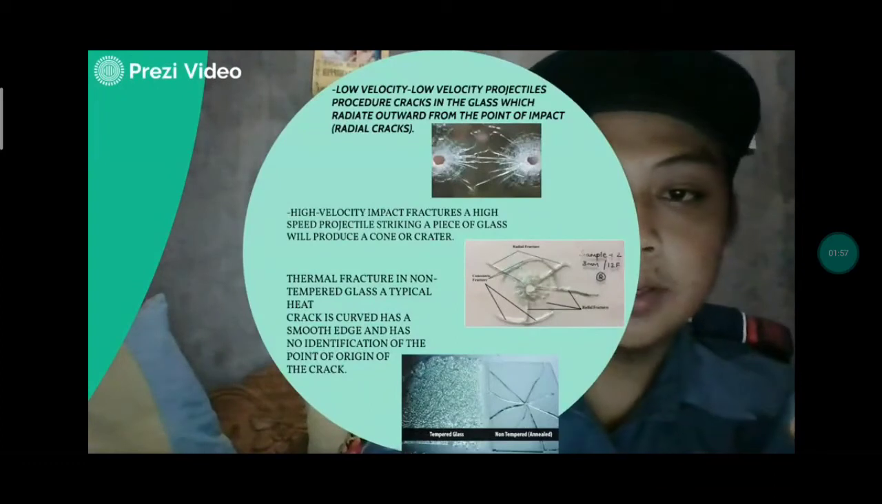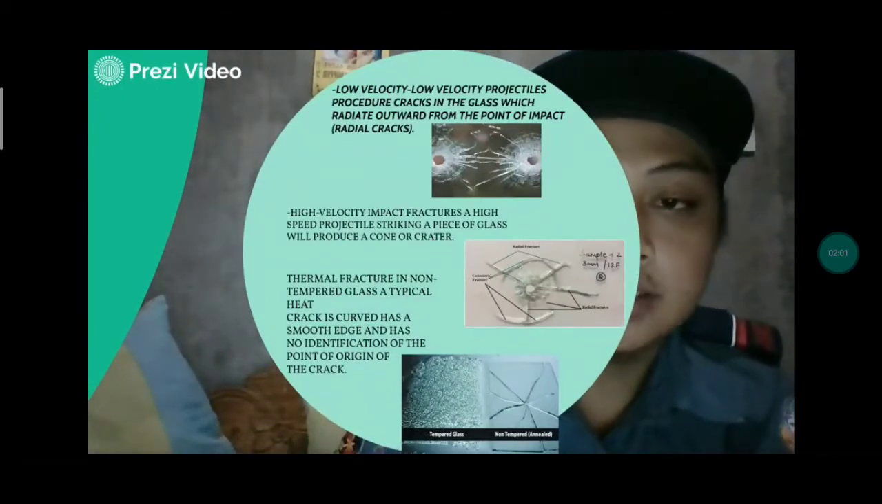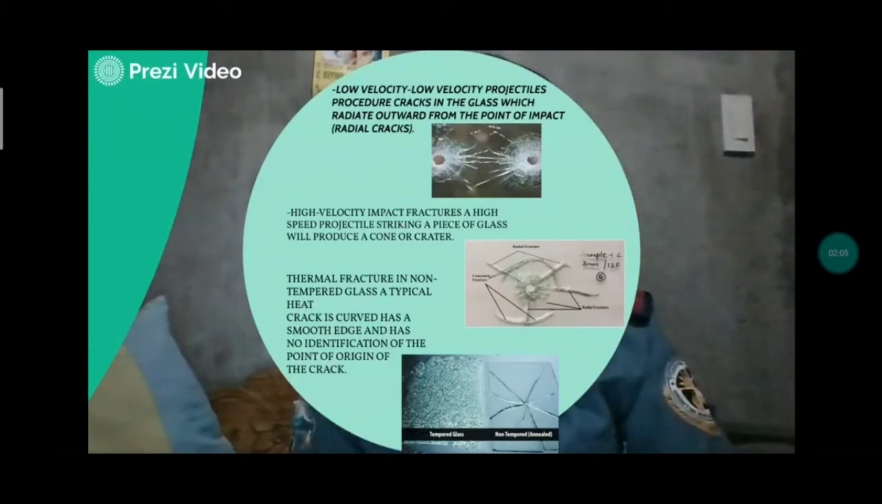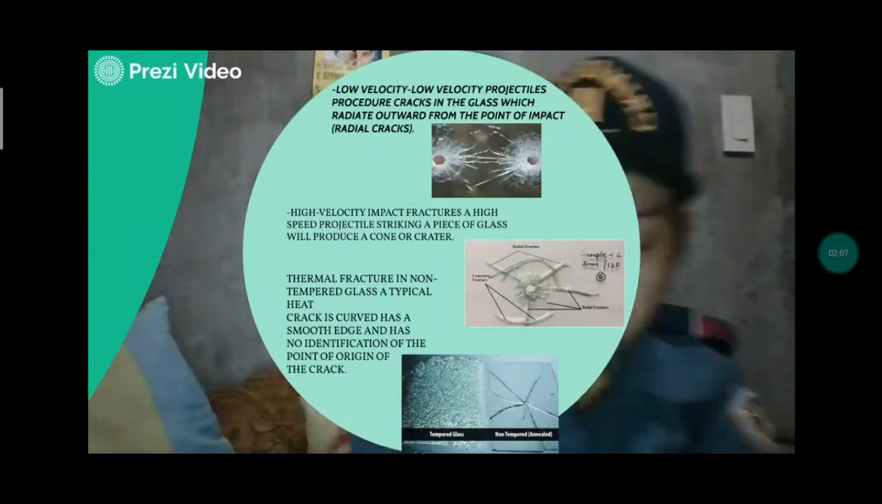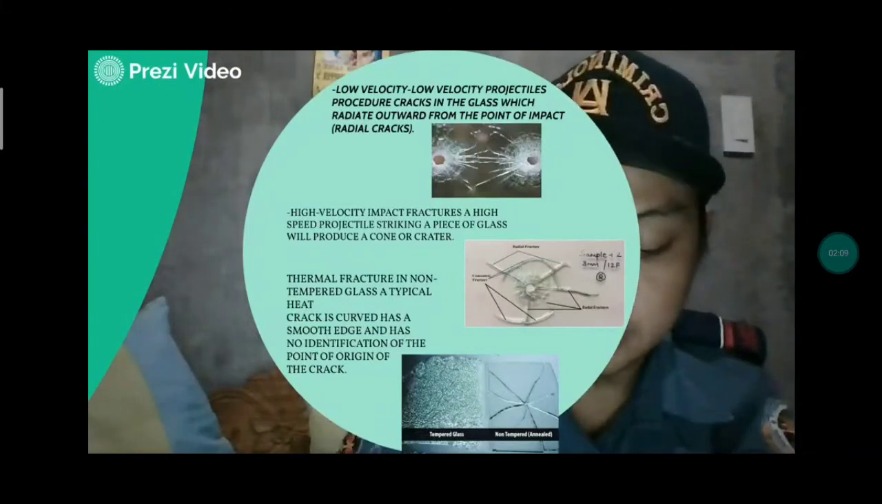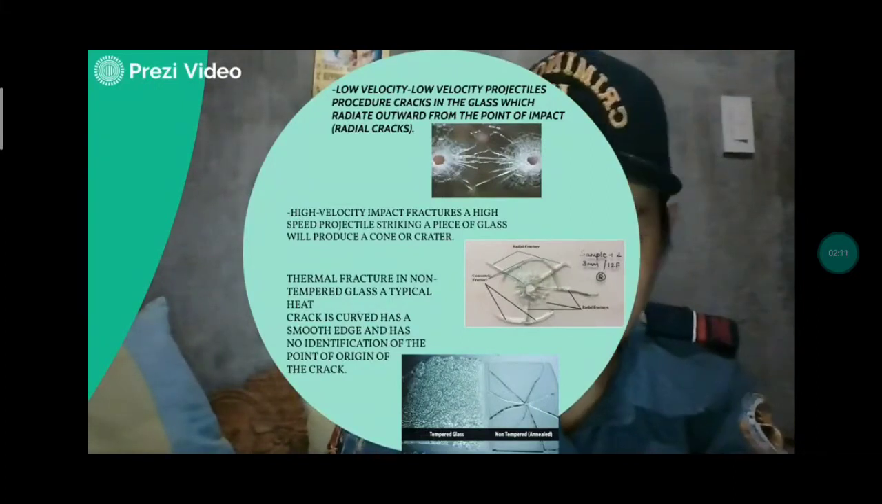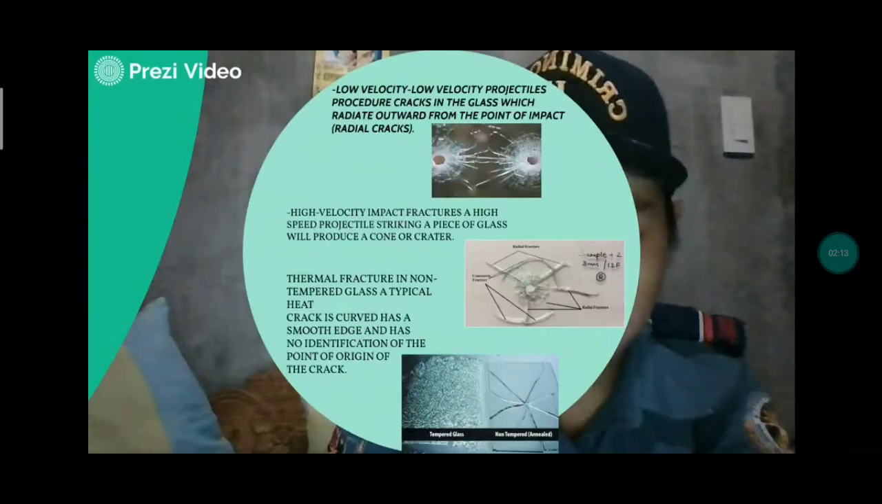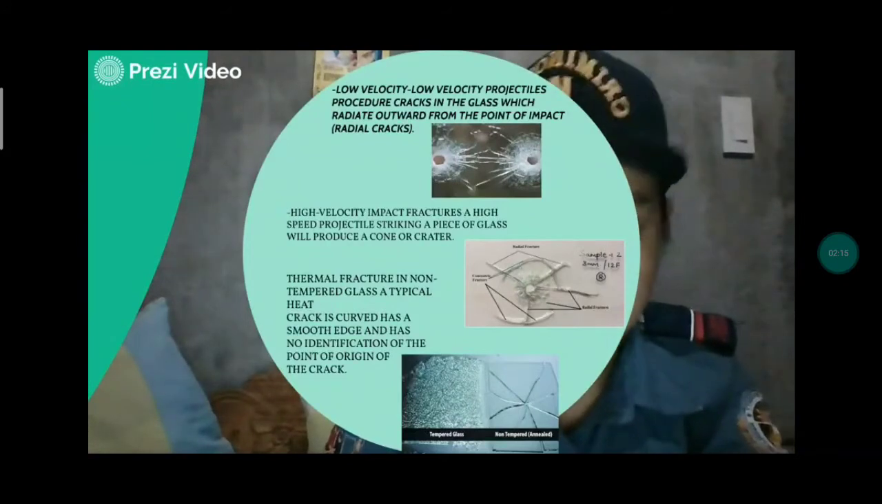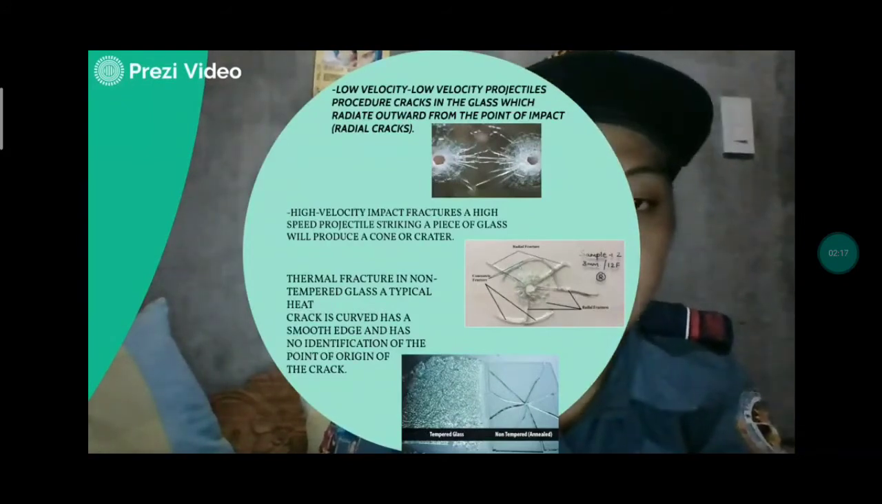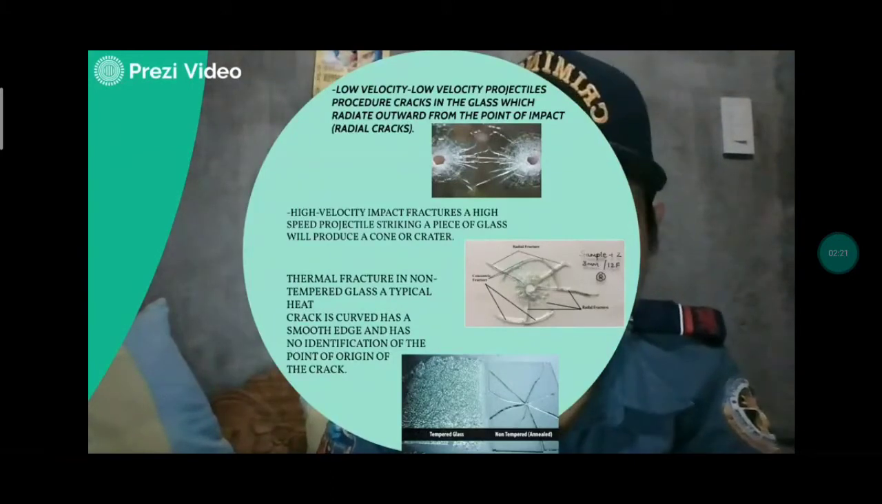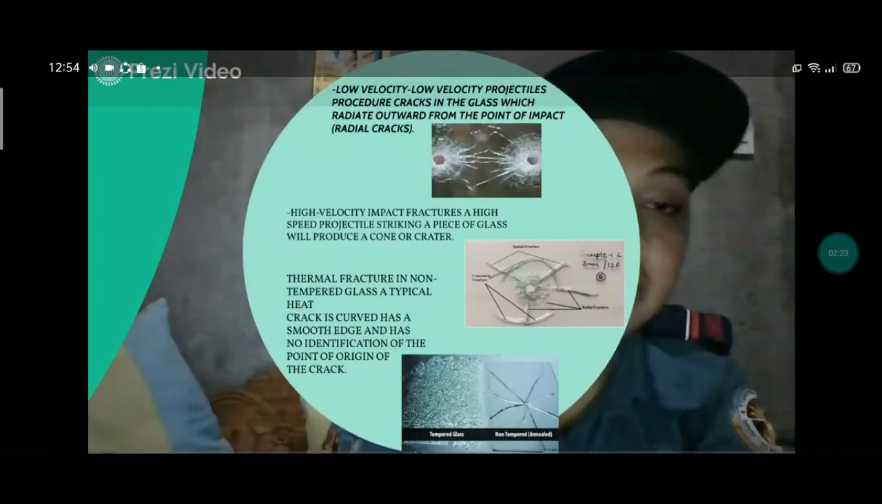High velocity impact fractures. A high speed projectile striking a piece of glass will produce a cone or crater. A bullet at high velocity produces a hole in the glass where the exit side is wider than the entry side. A low velocity bullet hole will exhibit more shattering.